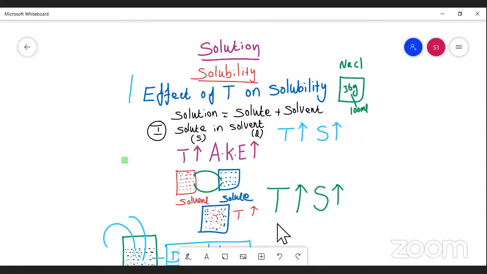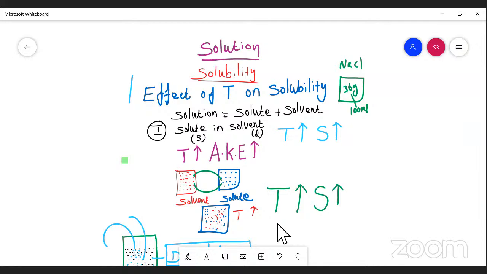A solution is nothing but a solute and solvent. The combination of solute and solvent is called a solution. There are many systems, but here we are going to deal with two systems. First, a solid solute in a liquid solvent. What happens when the temperature increases? If the temperature increases, is there any change in solubility? Yes, of course, as you know very well, when the temperature increases, solubility also increases.